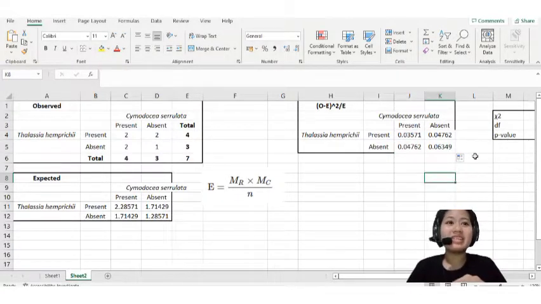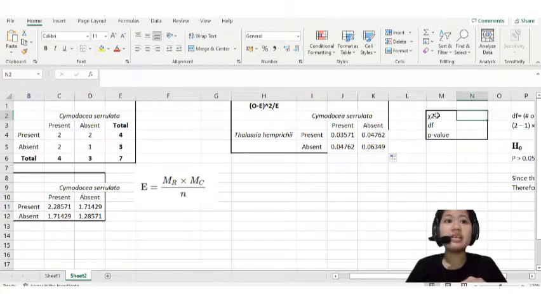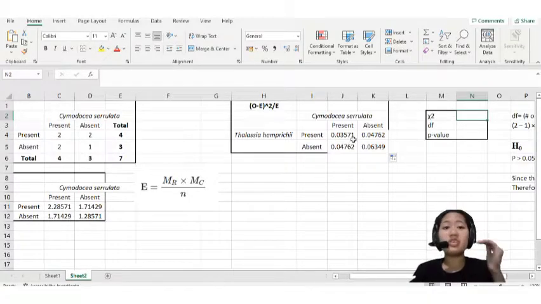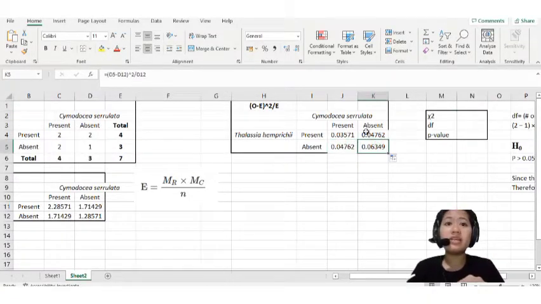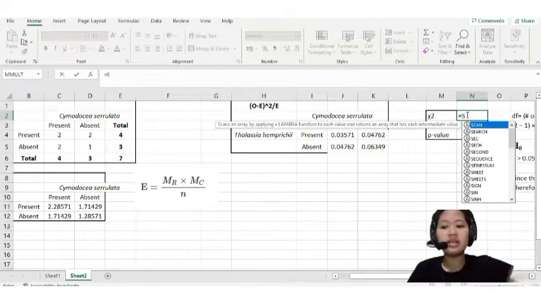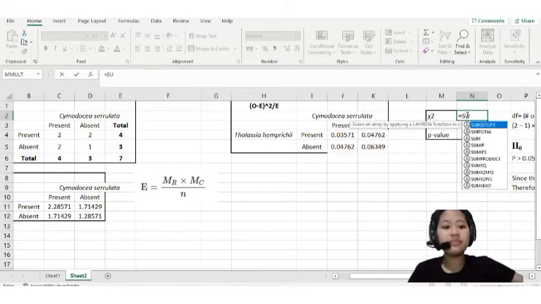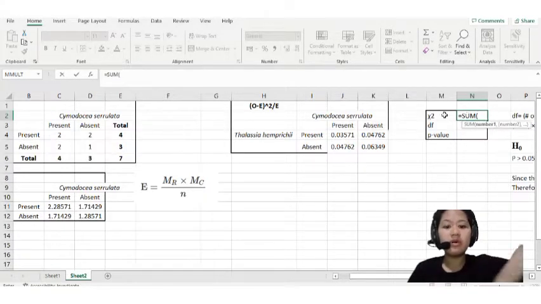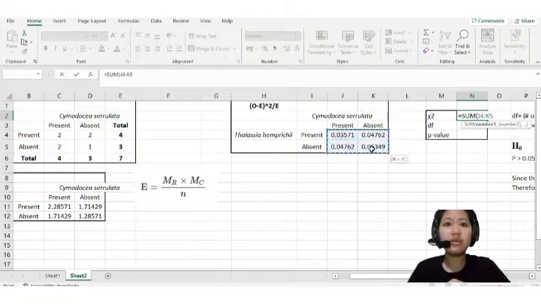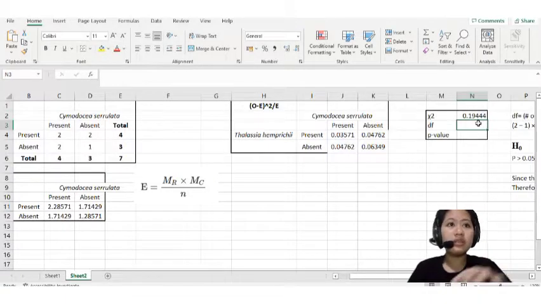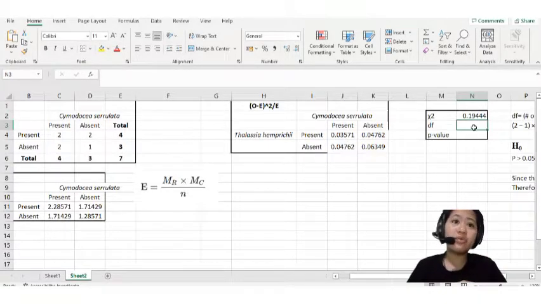So we have this. Then to solve the chi-square, we sum these, right? Summation of overall. So we sum all of this. Equals sum, open parentheses, highlight these 4, and enter. We have 0.19 for the chi-square.